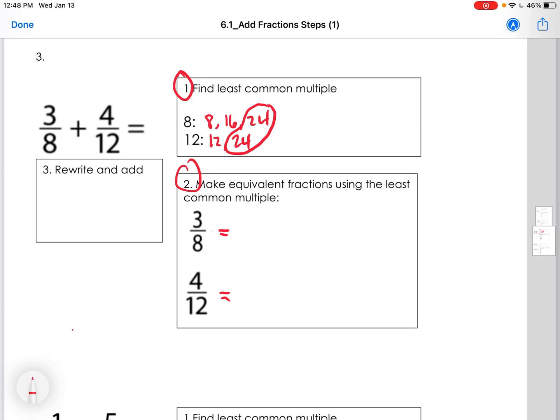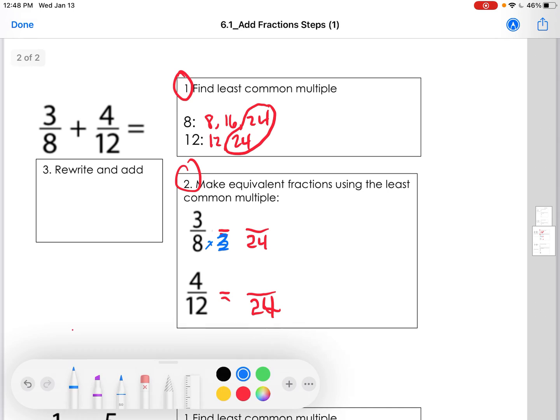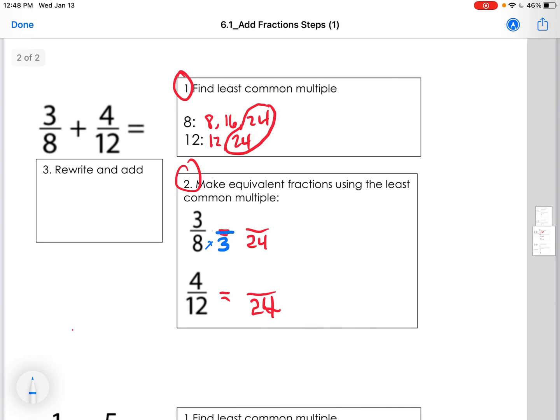So step 2 is making then equivalent fractions. We need to turn 3/8 into a fraction with a denominator of 24, and we need to turn 4/12 into a fraction with a denominator of 24. And so to do this now, we would ask ourselves, 8 times what number gives me 24? Well, 8 times 3 is 24, and so this tells me that the whole that I will be multiplying 3/8 by is 3/3. And remember, anytime you multiply something by 1, you get that equivalent number, right?